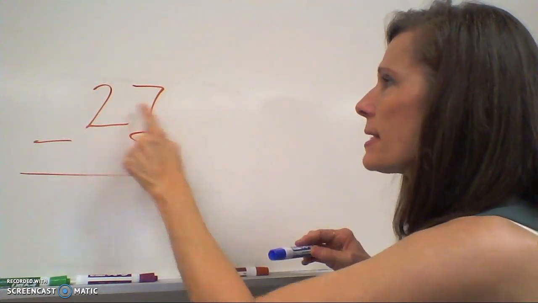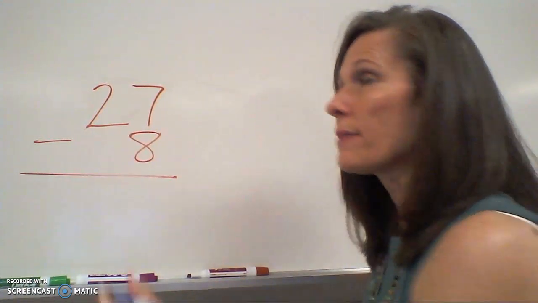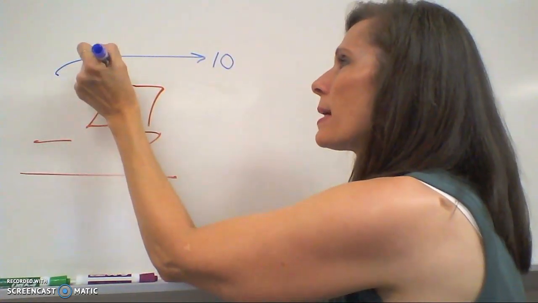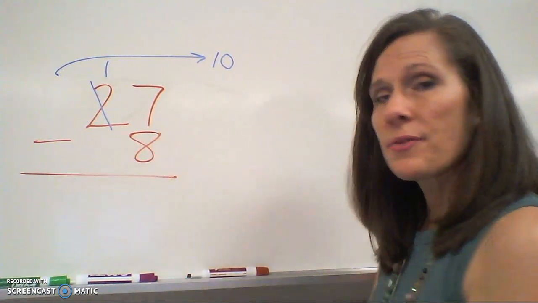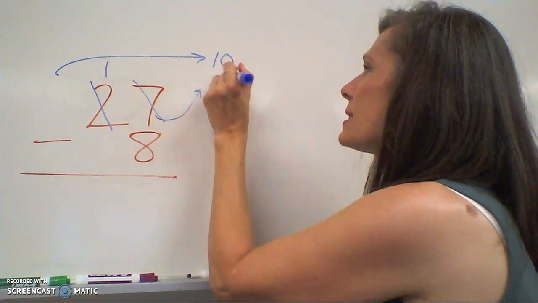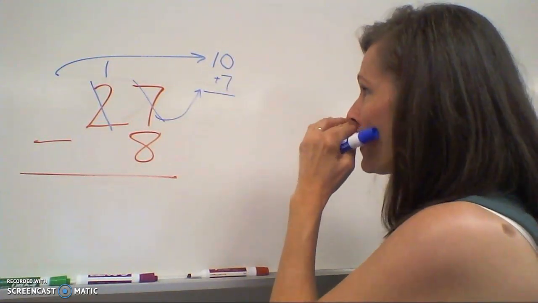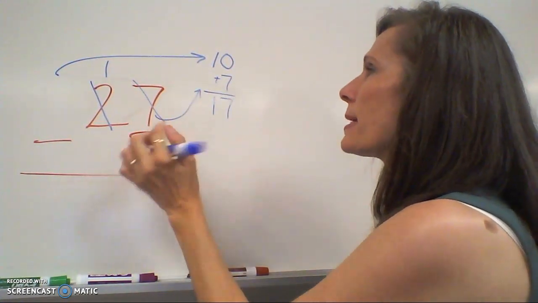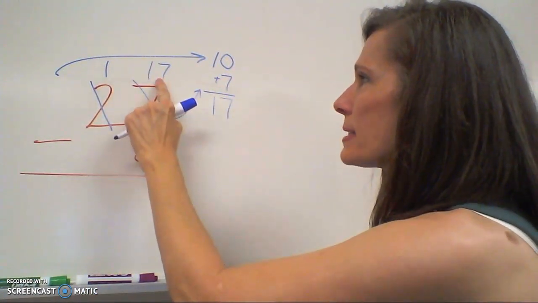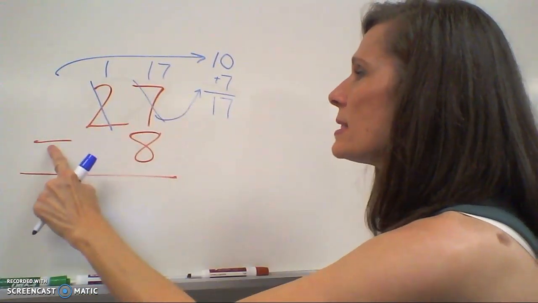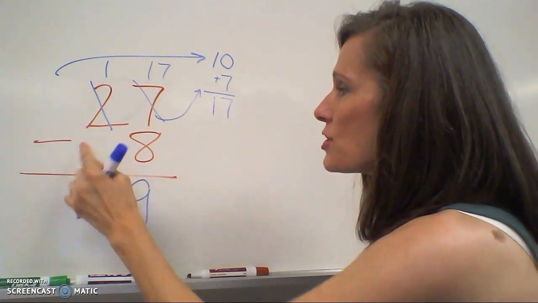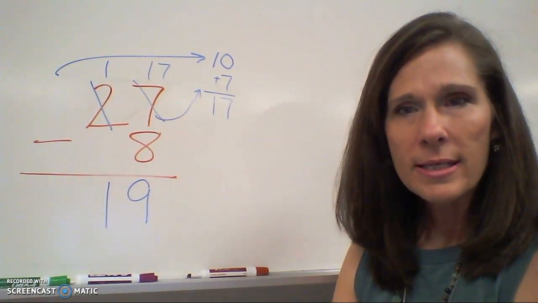So the 7 has to ask the 2 for a set of 10. So the 2 says, here's your set of 10, and the 2 now becomes a number 1. Which number asked for a set of 10? Well, the 7 did. So the 7 gets together with the 10, and now 10 plus 7 equals 17. So my 7 is now a 17. Now I can subtract because 17 is bigger than 8. So 17 take away 8 equals 9. And then 1 take away nothing is just 1. So the final answer is 19.